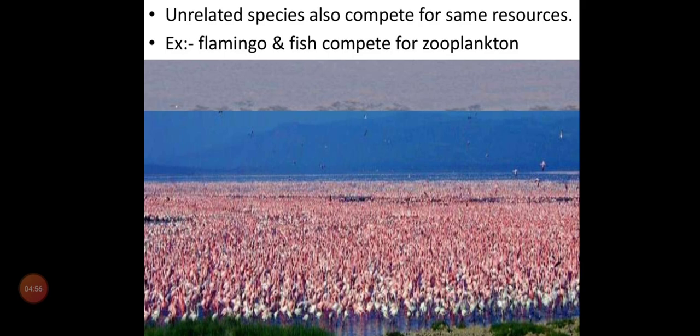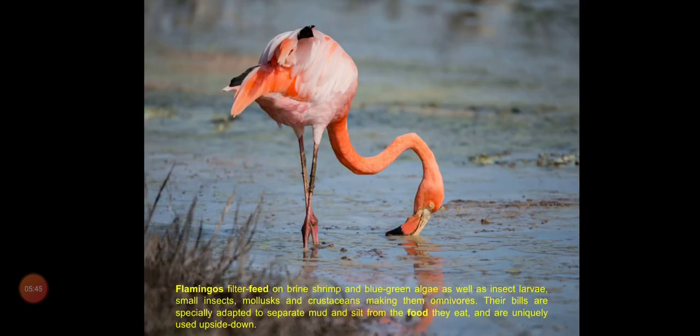Here, this is a marine region, and here we can see one kind of bird called a flamingo. Flamingos and fish compete for zooplankton. The flamingo is a bird, and fish are aquatic organisms. They compete for one common natural resource like zooplankton, phytoplankton or blue green algae. The flamingo eats the zooplankton, blue green algae or phytoplankton, and the fish also eat the same. So there is competition between flamingo and fish to share natural resources like zooplankton, phytoplankton and blue green algae. And I'll show one structure of the flamingo.